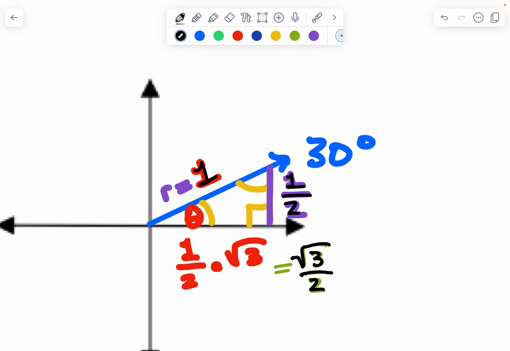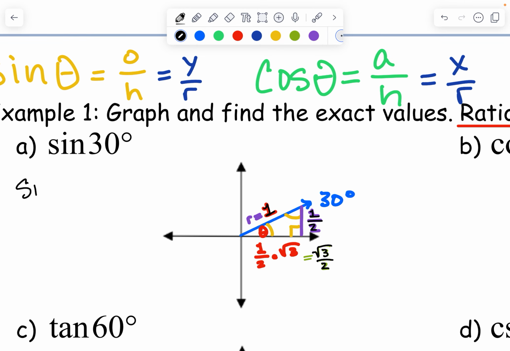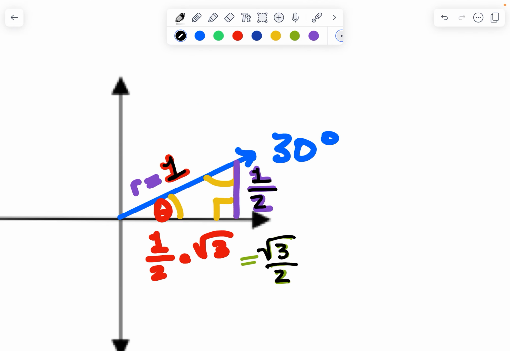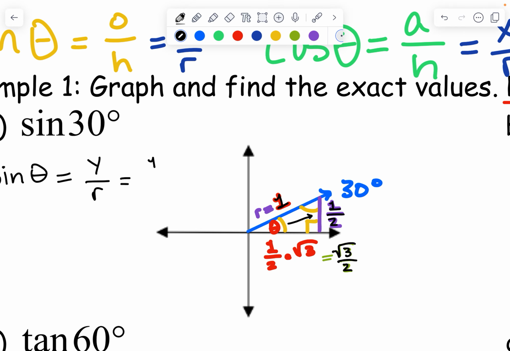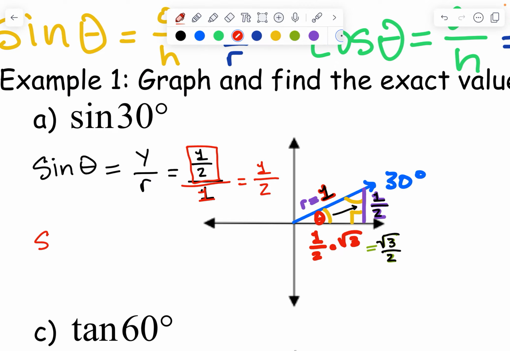Now, it asked me to find sine. Sine of theta is y over r. Let's look at this. Our y value is opposite, so it's 1/2. Our r is always 1. So 1/2 divided by 1. Any number divided by 1 is itself. And so what we would say here is that the sine of 30 degrees is 1/2.